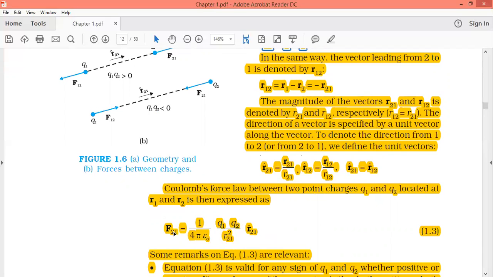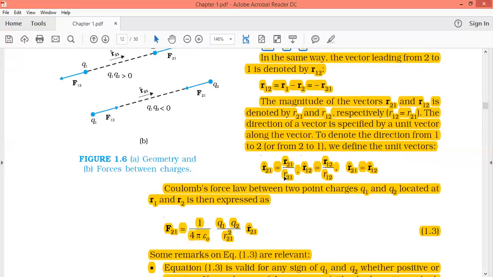So we are finding the force on charge 2 due to charge 1. The line joining from 1 to 2, so it is from 2 to 1. See here the bold R. Bold R indicates the vector.